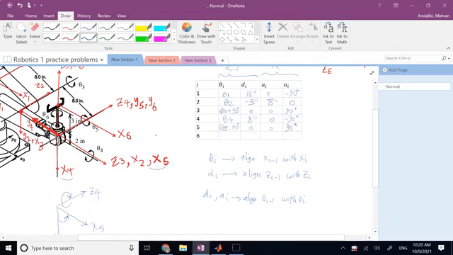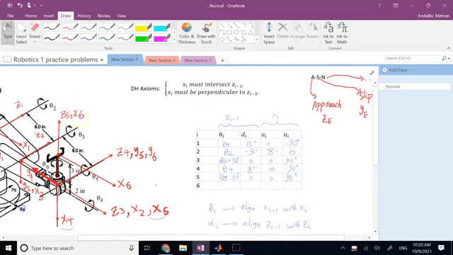Finally, you go from 5 to 6. Z5 and Z6 are aligned. What about the x's? X5 and X6 are also aligned. So the only angle you need is really theta 6. The origins of 5 and 6 are not the same. Origin of 5 is here at the wrist center. Origin of 6 is at the gripper center. You definitely need to move along the old Z.